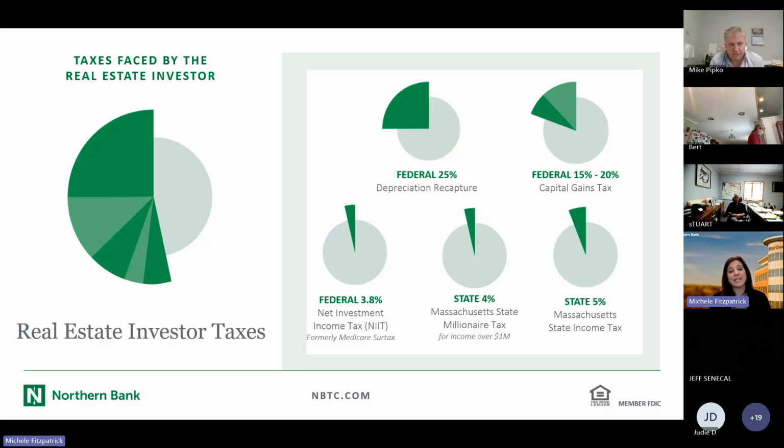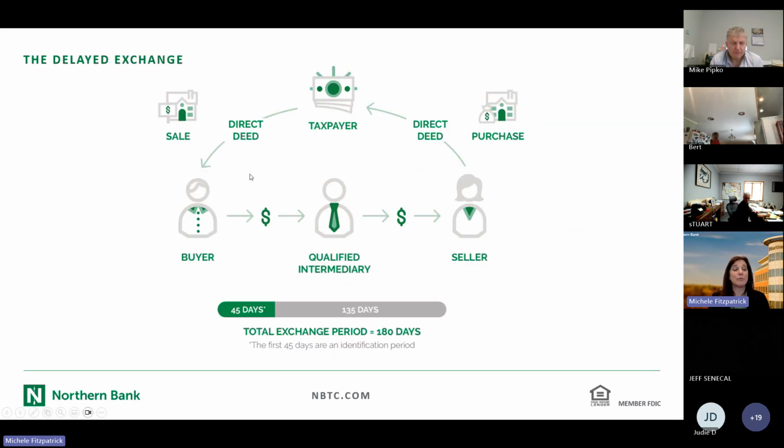Kind of the biggest hit that most people take is the federal 25% recapture of depreciation. So the IRS allows you to depreciate properties over the course of, if it's a commercial building, 39 years. If it's a residential building, it's 27 and a half years. So they allow you to take this nice depreciation every year, but they recapture it at 25% when you sell the property. So as you can see, taxes add up. It's typically around 30 to 35% in tax that you would pay if you did not do a 1031 exchange. With the 1031 exchange, you're deferring those taxes and kicking the can down the road. So you're essentially bringing your basis over to your new property.